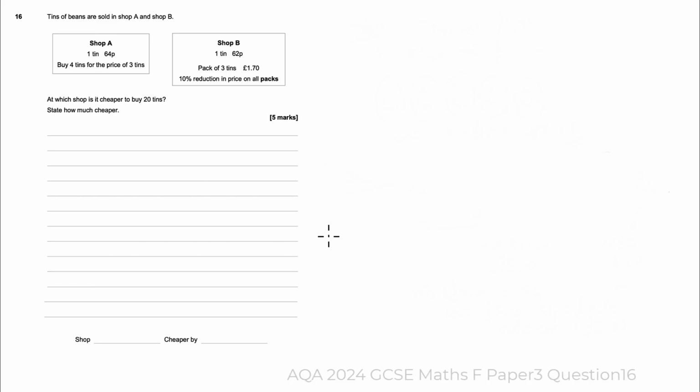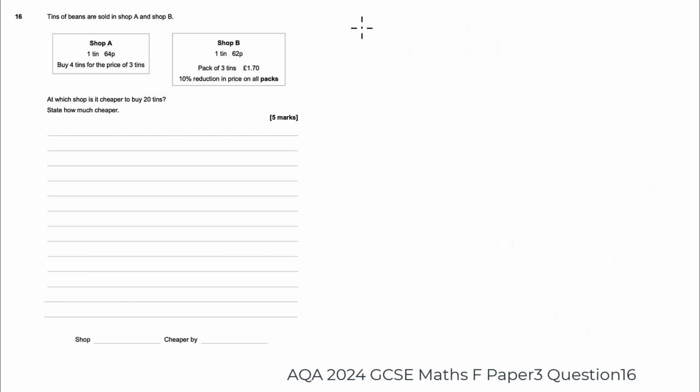So here's question 16, and we're buying tins of beans. We've got a choice of 2 shops, shop A and shop B. We're buying 20 tins, and we have to decide which shop is the cheapest to buy these 20 tins at. We've also to work out how much cheaper it is in the shop that we choose.